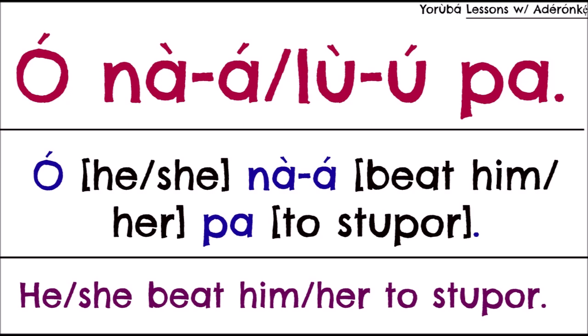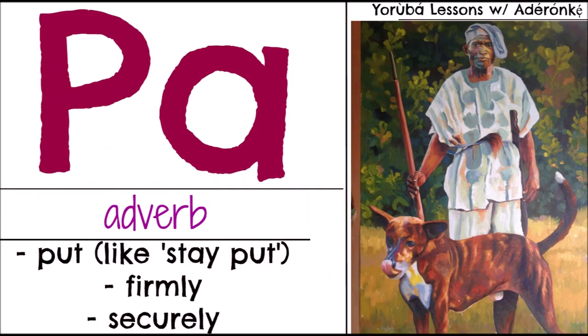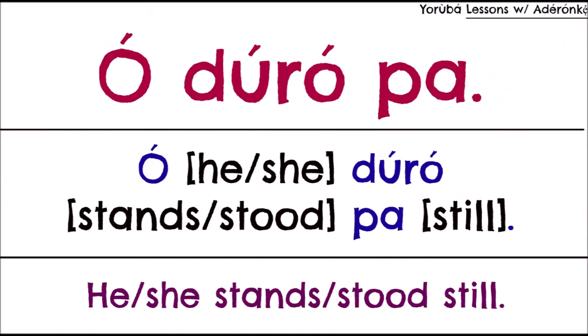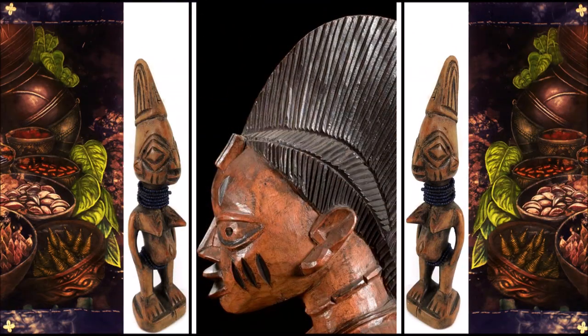Another example of an adverb is put, or firmly or securely. Pa is like stay put, and then firmly or securely. An example would be oduropa. Oduropa, he or she stands or stood, pa is still. He or she stands or stood still. So finally, that would be the end of this video.